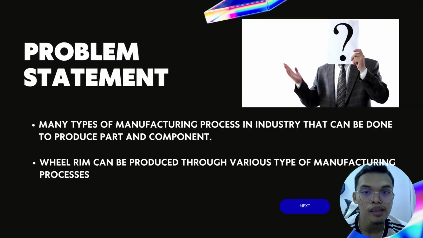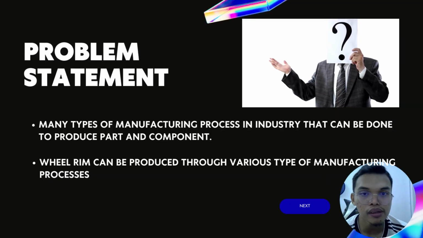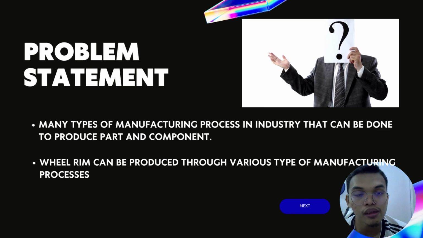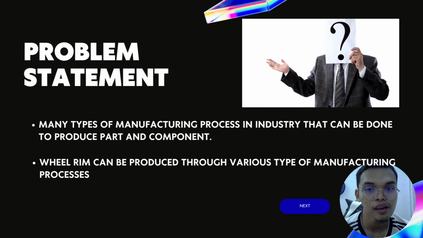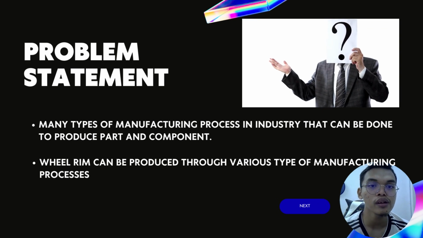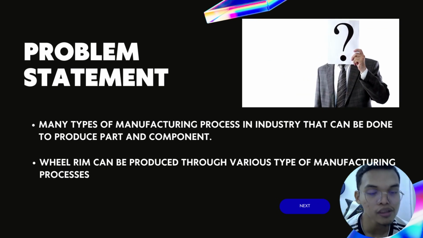For the problem statement, first, there are many types of manufacturing processes in industry that can be done to produce parts and components. Second, wheel rims can be produced through various types of manufacturing processes.